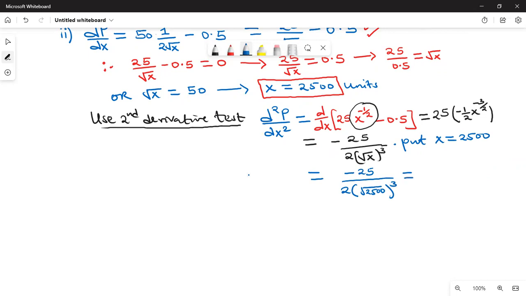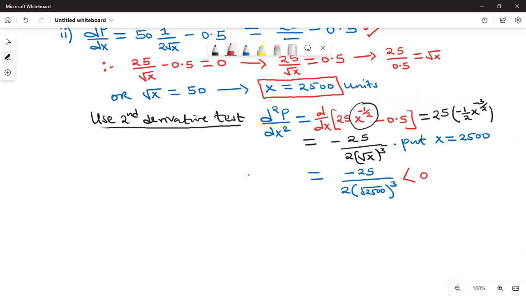So what is the answer here? The square root of 2500 is 50. So you take 50 cubed. It is clear that this answer will be a number that is negative, and a negative number is less than 0. So this value here is less than 0, because we are just interested in the sign. Is it greater? No, this is not greater, this is less. So let me change the sign to less than 0.